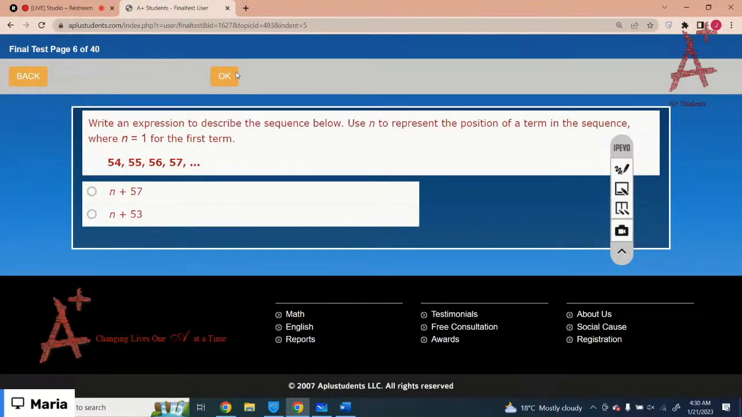Okay, the next one is write an expression to describe the sequence below. Use n to represent the position of a term in the sequence where n equals 1. So which is the correct option? When you start from 1, so it would be 53 plus 1 is 54. Got it? That means that is the second option. Second option is the correct one, n plus 53.